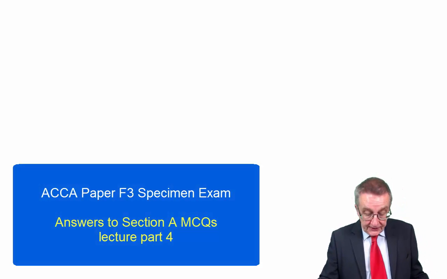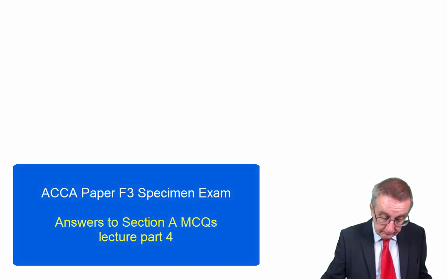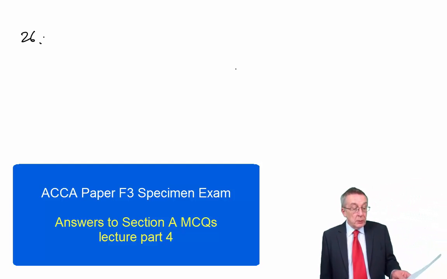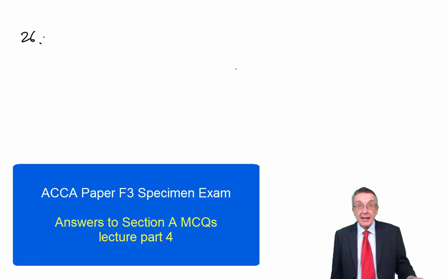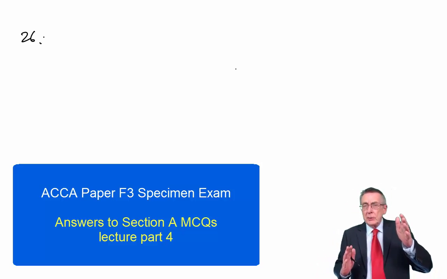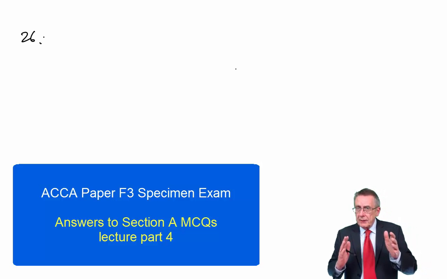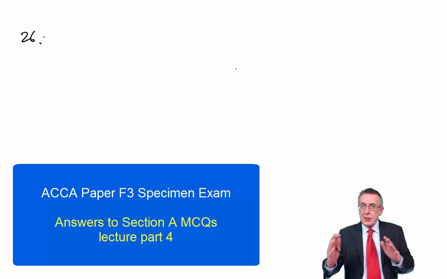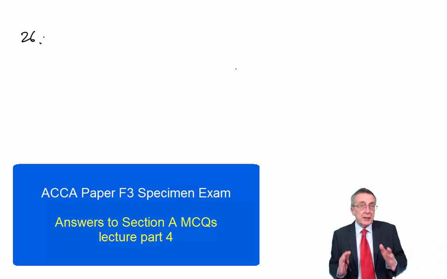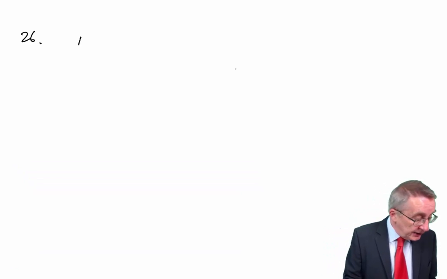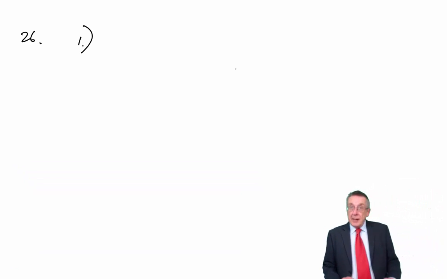Number 26. Which of the errors will require an entry to the suspense account to correct them? And remember, we only need an entry in the suspense account if the trial balance doesn't balance, if the debits don't equal the credits. If the debits equal the credits, the suspense account isn't affected. But let's check each of these. Do debits equal credits or not?